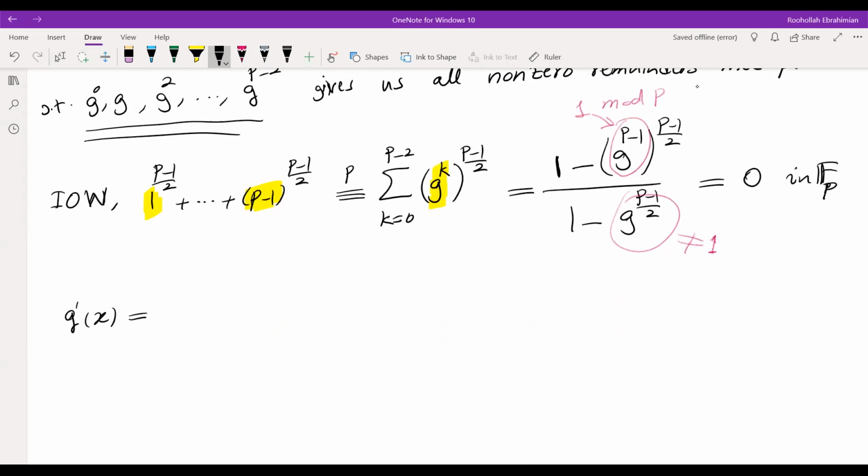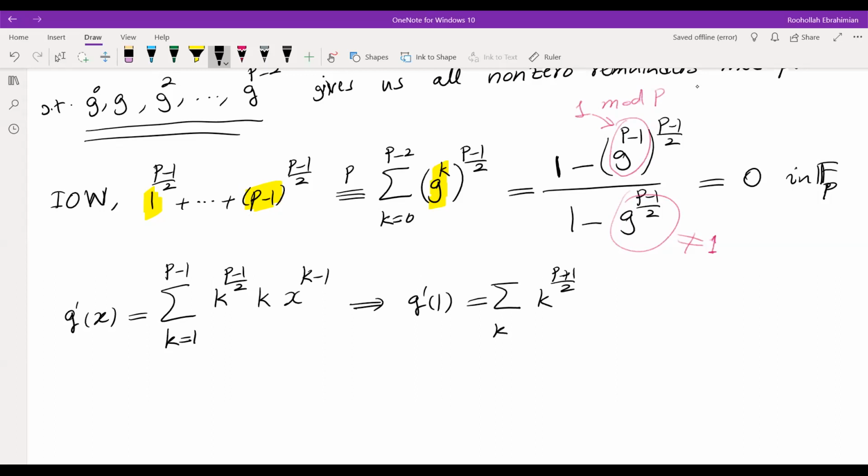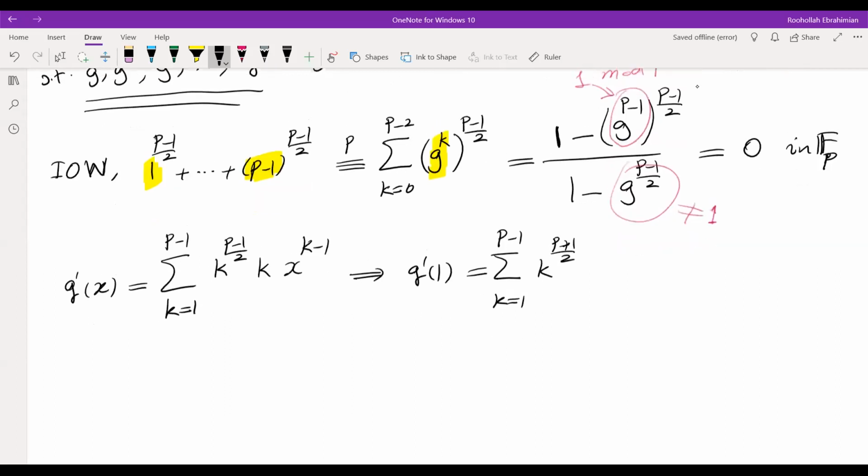So for q prime of x, I have to take the derivative. It was the sum for k equals 1 to p minus 1 of k to the power of (p minus 1) over 2, the polynomial being x to the power of k. So differentiating that, you get this. And that means q prime of 1 would be the sum of k to the power of (p plus 1) over 2, k equals 1 to p minus 1. And I have to evaluate that mod p. So in F_p, that is the sum of g to the power of k, to the power of (p plus 1) over 2, k equals 0 to p minus 2.